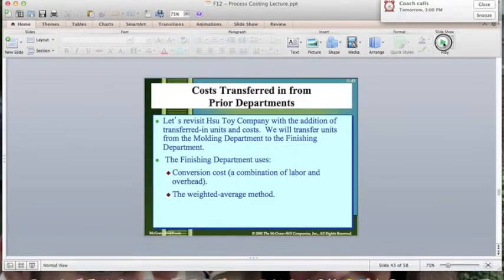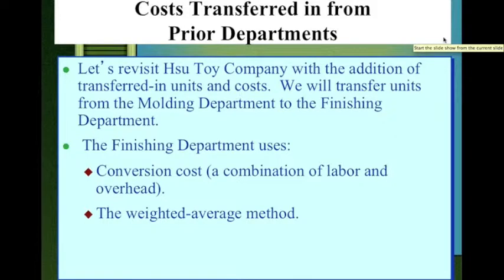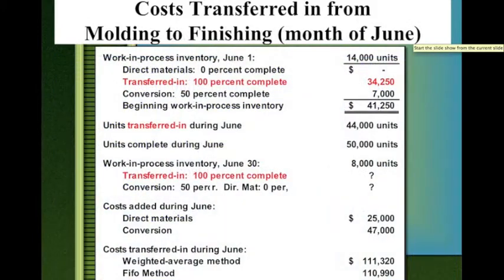And going over the next piece here, we're looking at what happens when we have costs transferred in from another department. So we're going to go back to our first example and look at what it looks like when we have units being transferred from another department. So we have 14,000 units to start off with. And that's the WIP, we have 0% complete in here. We have a transfer in of 100% complete units of 34,250.